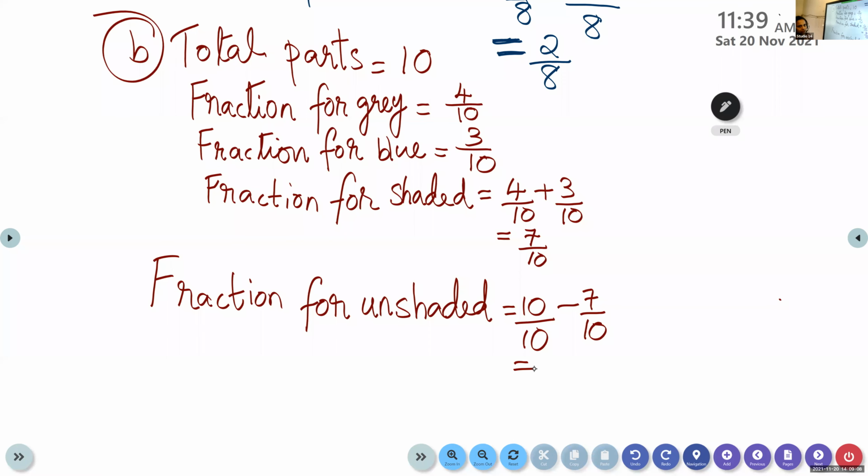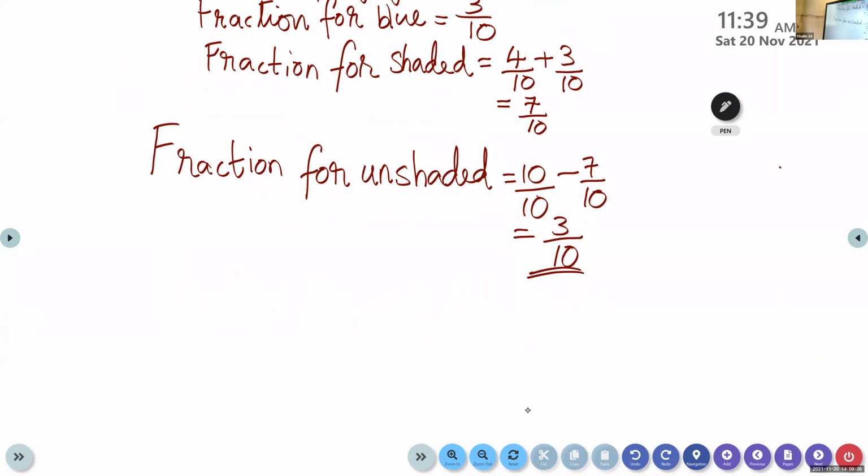10 minus 7 by 10. Ma'am, they have another answer. Ma'am, 3 by 10. Okay. So all of you, what we are doing here, understood? We have to find out the fraction for unshaded. So we had to subtract from the total. Total means the whole. 10 by 10 minus 7 by 10.